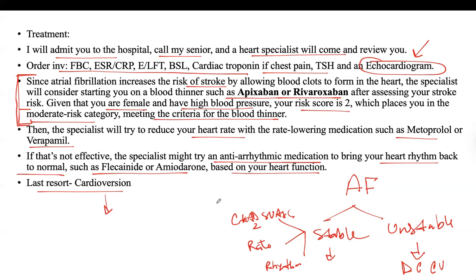So if management of AF comes up, you need to explain exactly like this. If you can do this, I can assure you that you will not fail this case. So talk about the CHA2DS2-VASc score if you can. If you are not sure, then most of these patients will actually need an anticoagulant, so even if you say, yes, I would give you an anticoagulant, they will not fail you. And then quickly talk about rate and rhythm.